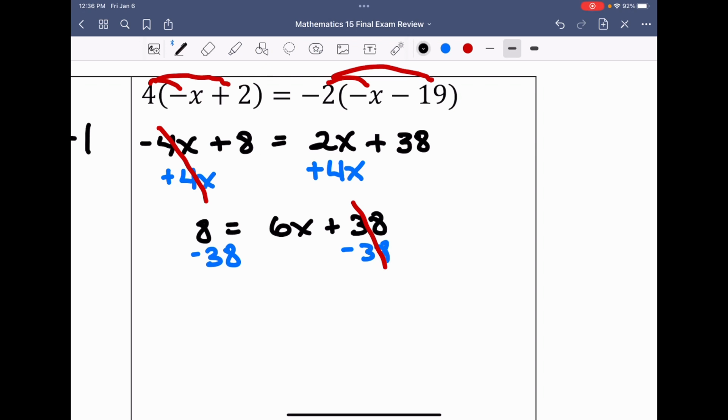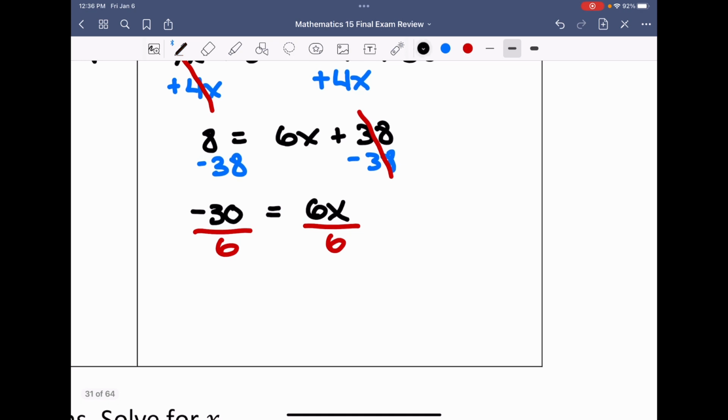And now I get 8 minus 38 is equal to negative 30, which is equal to 6x. And this is our last step always in equations: if we have a coefficient attached to that x, we want to divide, or do the opposite operation. The opposite operation of multiplication is division, and therefore negative 30 divided by 6 is equal to negative 5, which is equal to x. Now, we could easily just reorder this such that x is equal to negative 5, and that means the same thing.